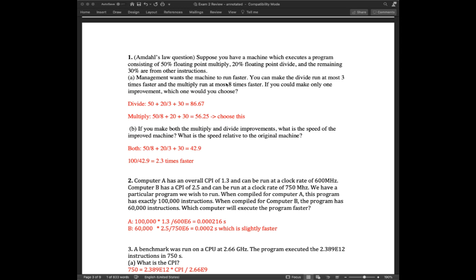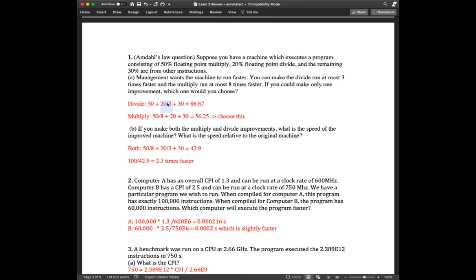Can we beat that baseline? Well, we could make the divide 3 times faster. We could make the multiply 8 times faster. If you could make only one improvement, which one would you do? Well, let's say we want to make the divide 3 times faster. All we do is take that 20 and divide it by 3 and leave the others alone, and we get about 87. Now on the test, I'm not going to ask you anything like 20 divided by 3. It'd be more likely to be 20 divided by 4, 20 divided by 5.